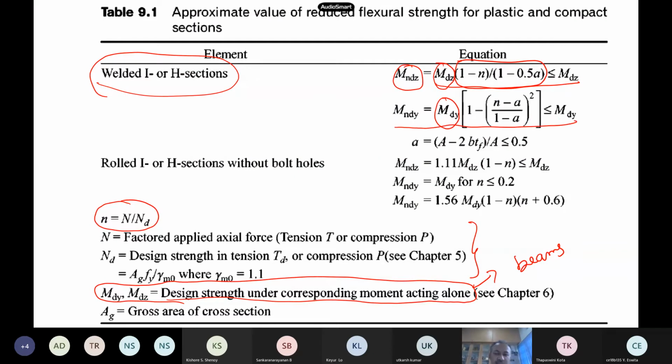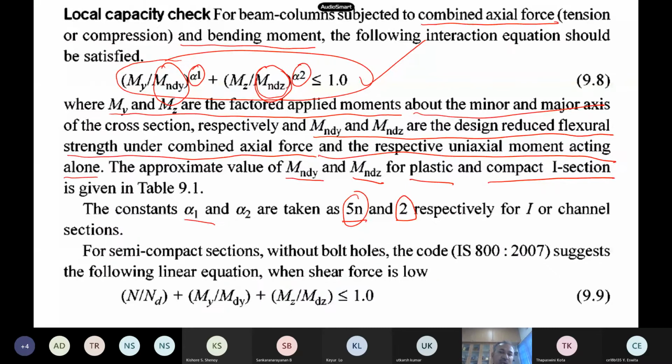Now suppose it is a rolled section, you have to use this formula. Mdz is your bending capacity for a beam, multiplied by 1.11 into 1 minus n, where n is anyway N by Nd, like P by Pcr kind of thing. So this is your amplification or magnification factor. Estimate these numbers, substitute them in this expression, and it should be less than or equal to 1. That means your beam column is safe under the capacity check.